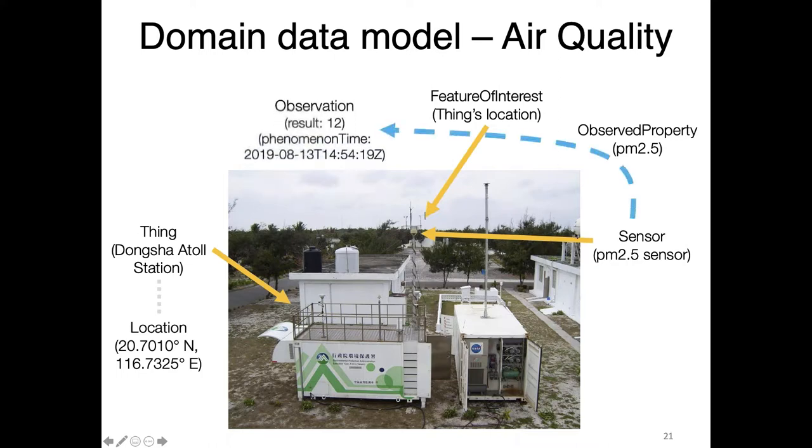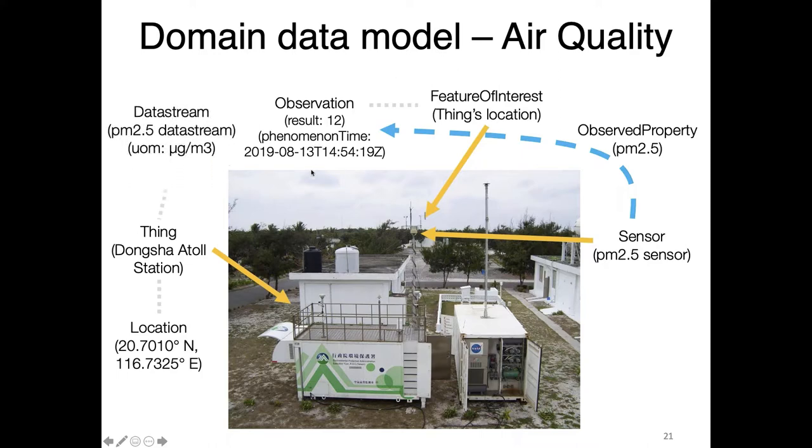And the sensor can create an observation, and then the result will be like this at a certain phenomenon time. And this type of data will be packaged using a Datastream of the Thing. The Datastream will be the PM2.5 Datastream, with the unit of measurement, of course. And the Datastream will link those other entities together. So that's the data model we designed.